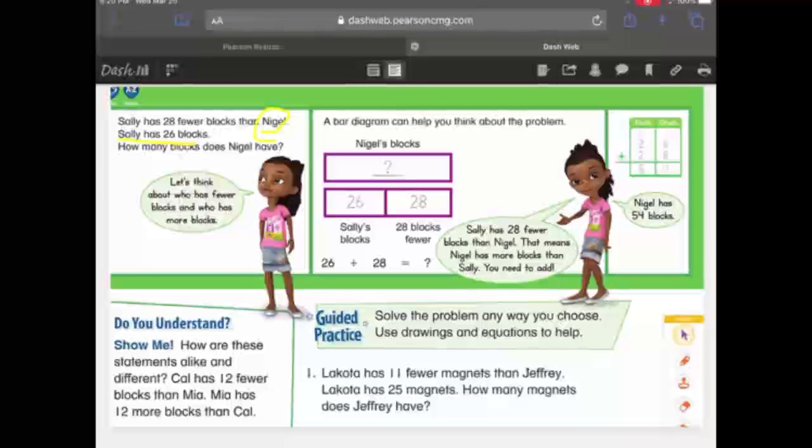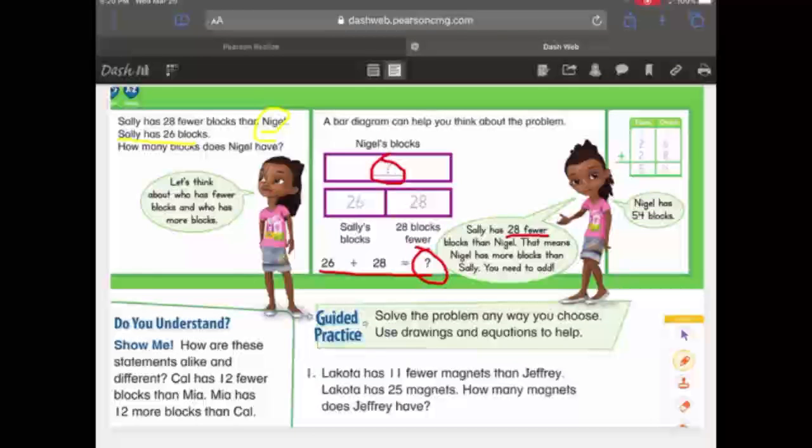So our equation is going to look like this down here. 26 plus 28 equals question mark. The question mark, remember from yesterday, stands for an unknown number. The unknown number is the amount Nigel has. Our friend here tells us that Sally has 28 fewer blocks than Nigel. That means Nigel has more than Sally, and that we need to add. And in the last box, you see the equation. And our sum is 54. 54 for the amount of blocks Nigel has.